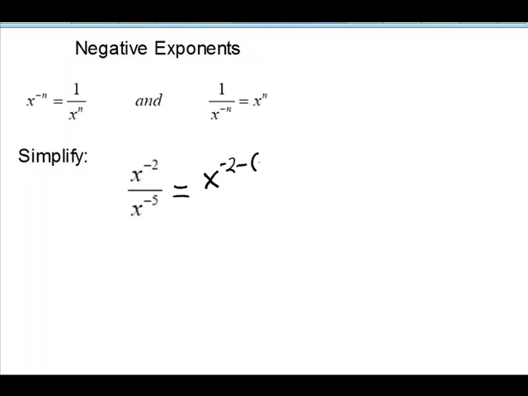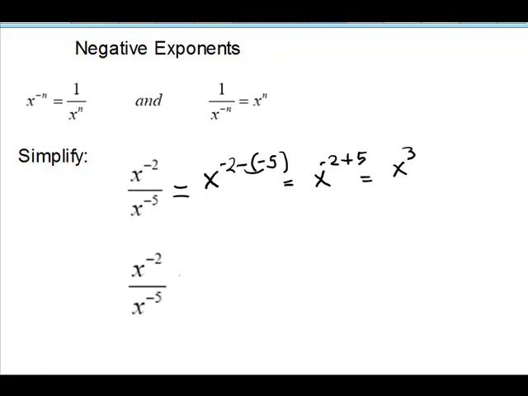If you're going to use this rule, you should write it out so that you don't make a sign error. Negative 2 minus, for the rule, a negative 5, and then you'll clean up. Minus a negative makes plus. Gives us x to the positive 3, so it stays on the numerator.